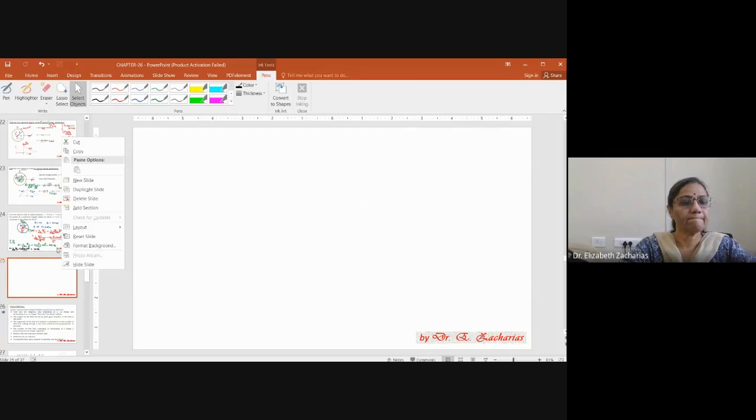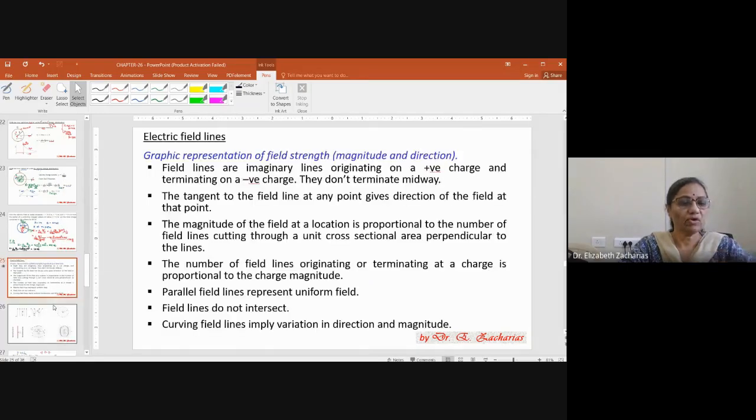Okay, so now we have till now seen that electric field is simply a concept that man introduced so that he can understand action at a distance. Now, man doesn't like to do anything that is very abstract. As much as possible, he would like to present things in a visible fashion. So the best visible thing would be a graphical representation of electric field.